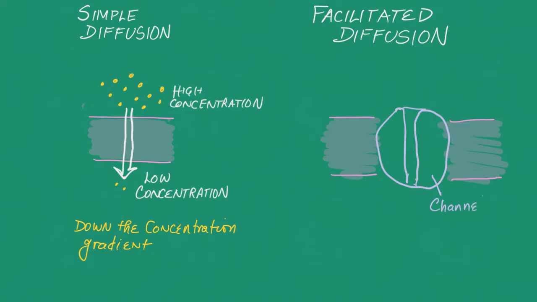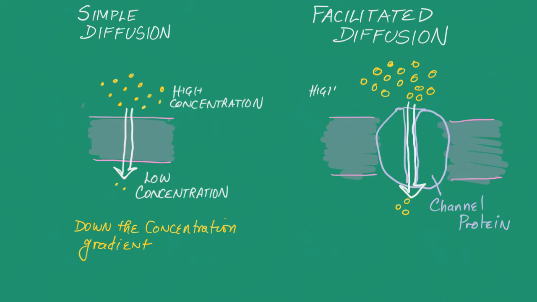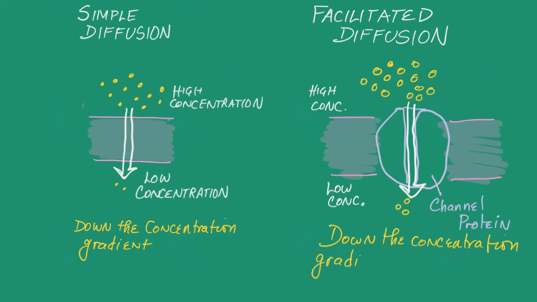In either event, a channel is needed to move molecules that are larger and that are polar molecules. So here we have slightly larger molecules. We have more molecules on one side and fewer molecules on the other side. The movement of molecules is from a region of high concentration to a region of low concentration with the help of a protein channel. So the molecules are moving down the concentration gradient with the help of a protein channel.